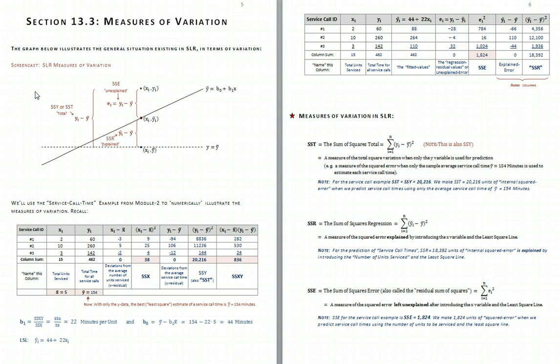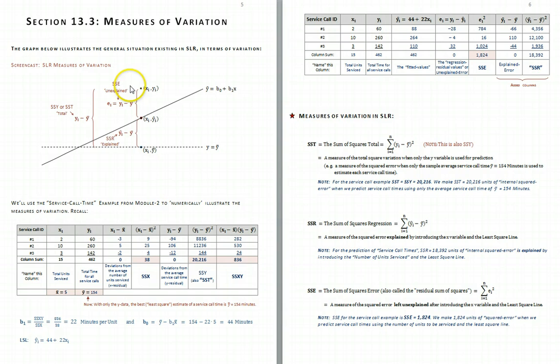We assume we have a bivariate data set and will refer to a general data point as the ith data point, xi, yi. The horizontal line is y equals y bar. In the service call time example, this horizontal line could be at the average service call time, y equals 154 minutes. If we only had the y data, that is, we didn't have the x data, our best estimate of a y value would be y bar.